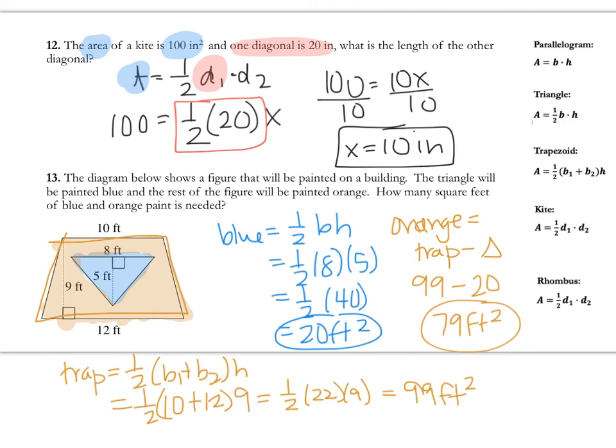So there's a problem like this at the end of the homework. I really need you to think about what it is asking you to find, and making sure that if it's not the whole shape that you're subtracting the part that might be a different color.